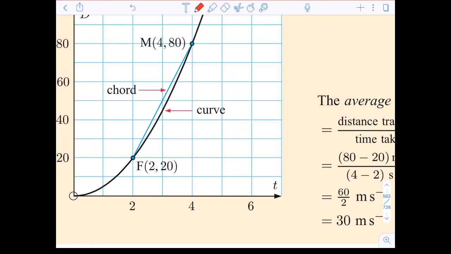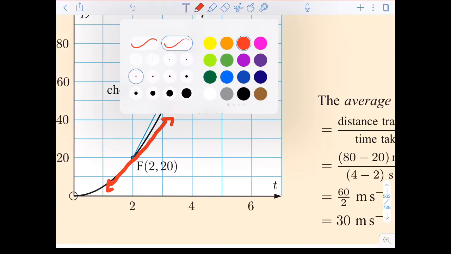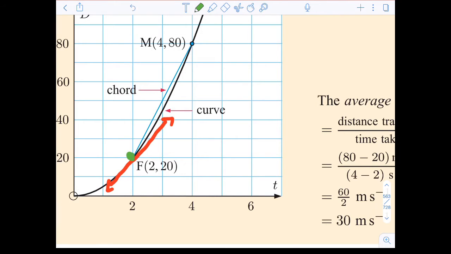Let me get a different color here. I want to know this slope here. One that just touches that line, doesn't cross over it, but just touches it. That would be the slope of the line. But the problem is we only have one dot on that line. We only have that point at 2 and 20. We don't have a second point, so I wouldn't be able to use the slope formula to find this.